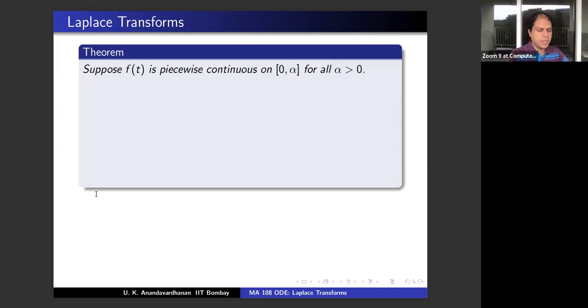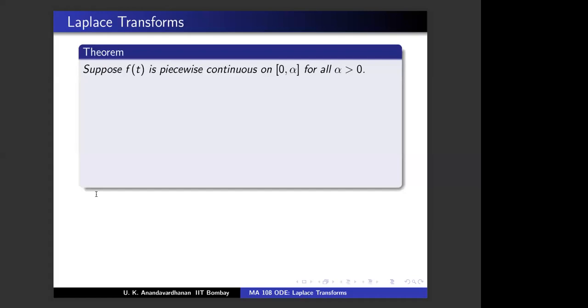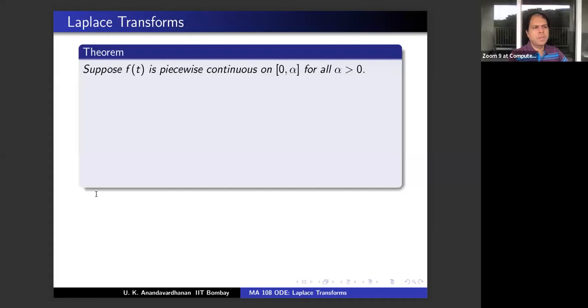My theorem is that the Laplace transform integral is convergent. In other words, the Laplace transform exists. Okay, so let me assume that f(t) is piecewise continuous on an interval 0 to alpha, for all alpha positive. I'm not saying on one interval. I'm saying that for all such intervals, for all alpha positive, f is piecewise continuous.